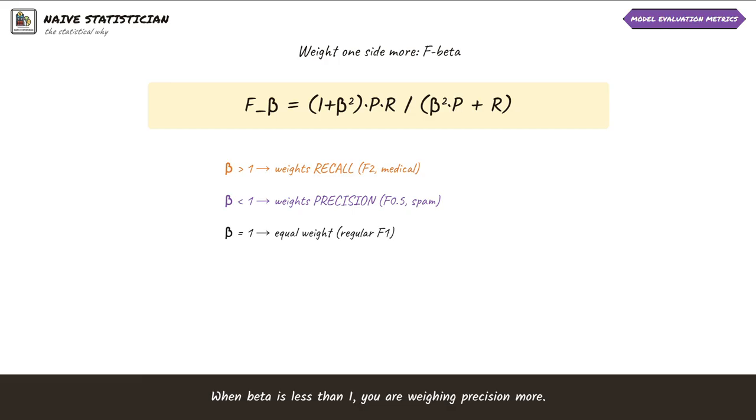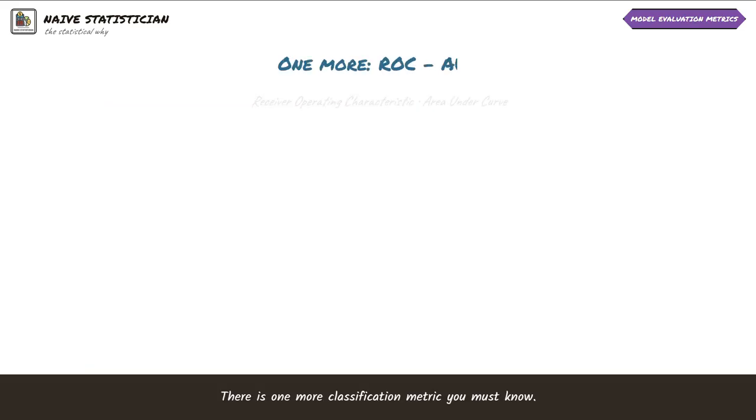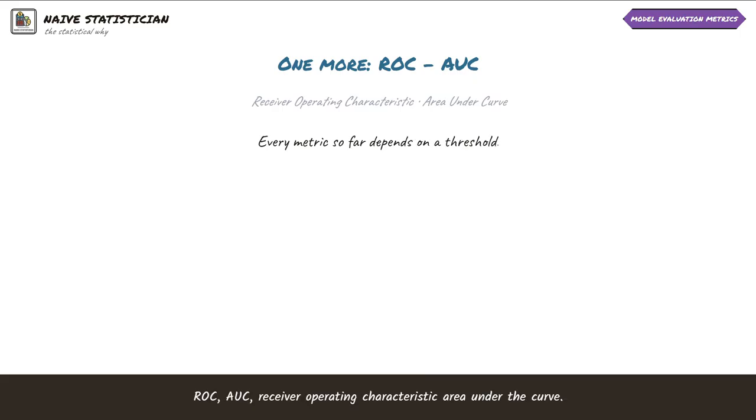When beta is less than 1, you are weighing precision more. F0.5 is used in things like spam filtering when you want to avoid false alarms. There is one more classification metric you must know. ROC-AUC, Receiver Operating Characteristic Area Under the Curve.